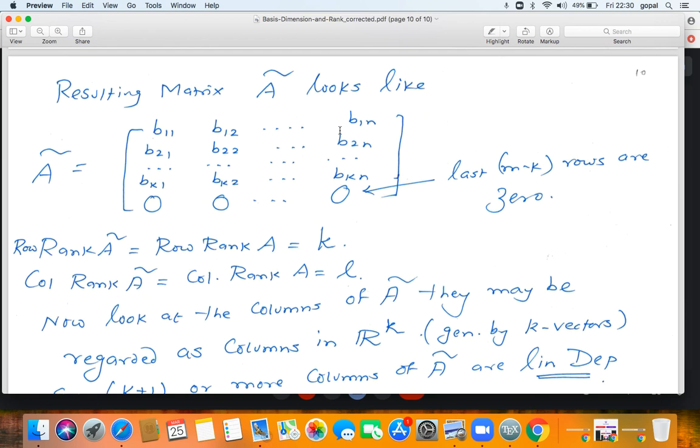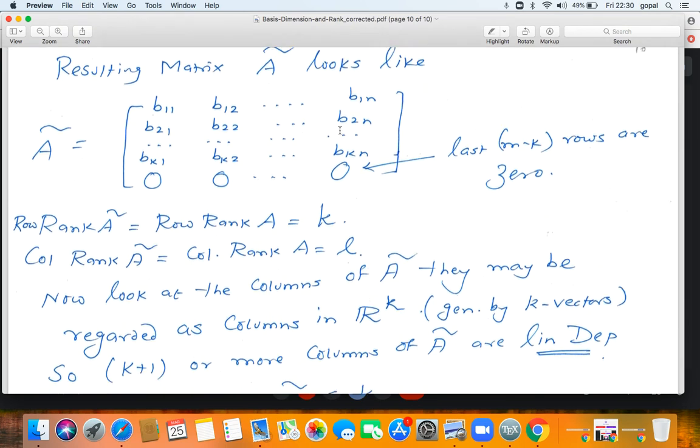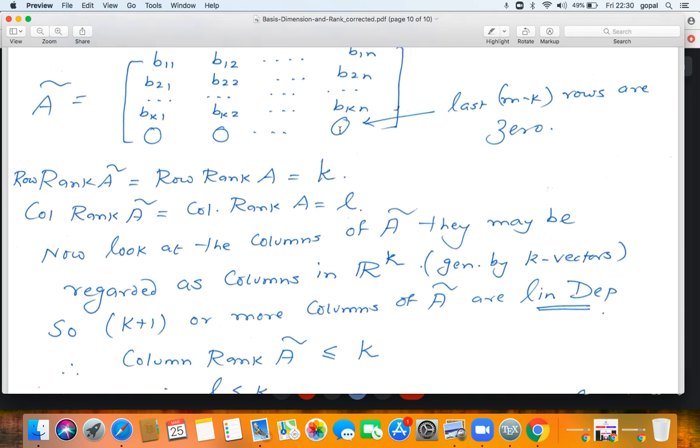Rk is generated by how many vectors? Rk is generated by k vectors. So any k plus 1 or more vectors will be linearly dependent. So k plus 1 or more columns of A tilde will be linearly dependent. So what will be the column rank of A tilde? The column rank of A tilde cannot exceed k, because there can only be at most k columns of A tilde that are linearly independent. So the column rank of A tilde is less than or equal to k.